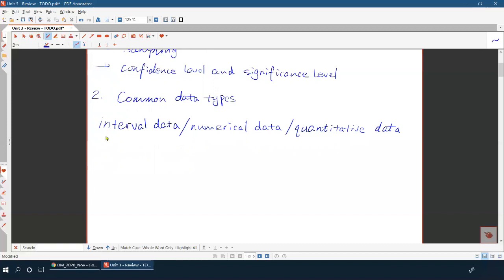Okay. The second type of data is called qualitative data. There are two subtypes within the qualitative data, which are nominal data, which has no order, and ordinal data, which has order in it, right?